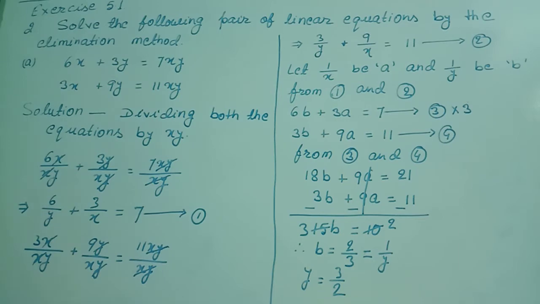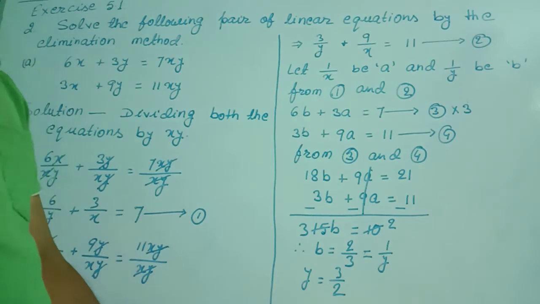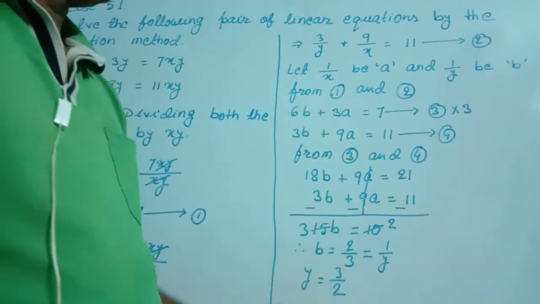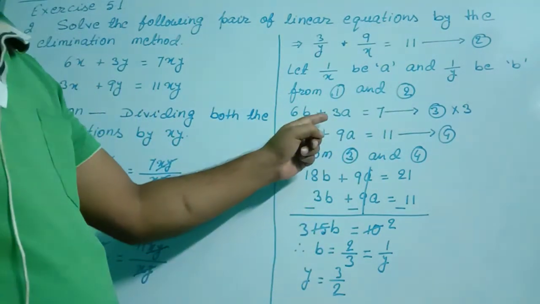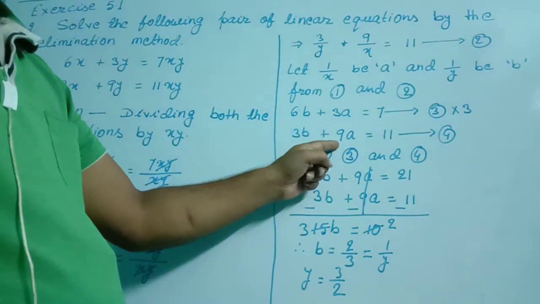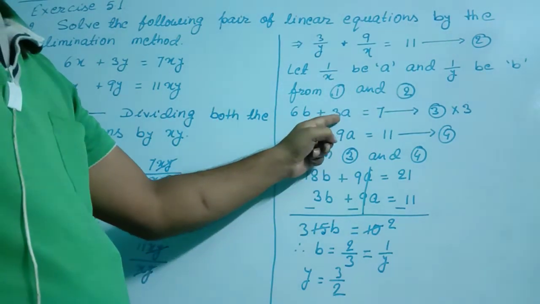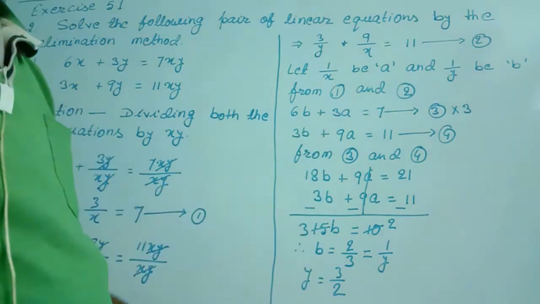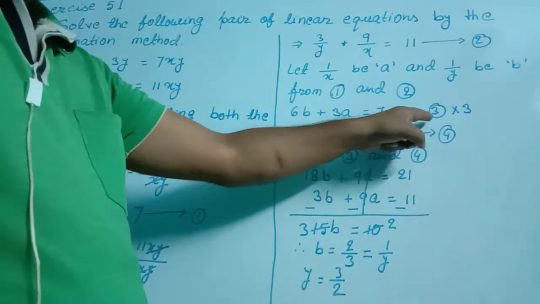Here, as per the rule of the elimination method, we will choose any equation and make the coefficient of any one variable equal. Here I have selected equation number 3, and in the second term we are seeing here is 3a, here is 9a. If we multiply this 3a by 3, then we can get 9a. Then these two will be equal. So I multiplied equation number 3 by 3.